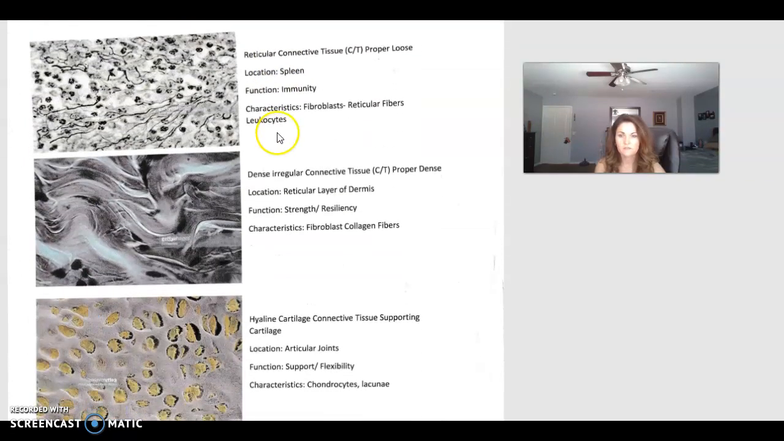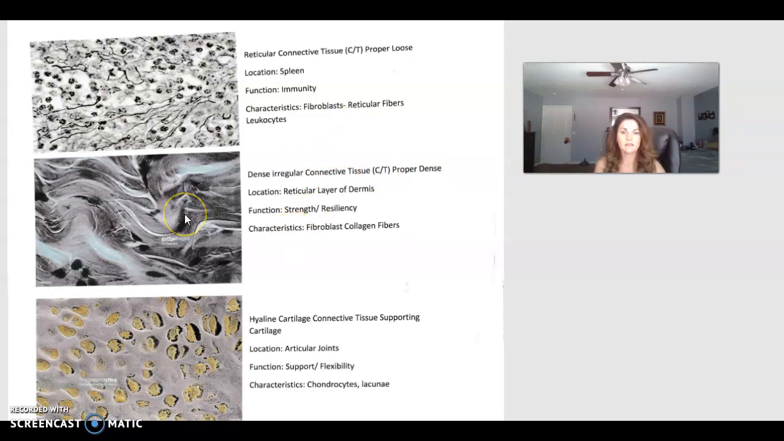We're going to move next to the reticular connective tissue, which is proper loose. I do apologize, as I scanned this, it came out a little crooked. The location of this is in the spleen, and the function is for immunity. This consists of fibroblasts, reticular fibers, and leukocytes.